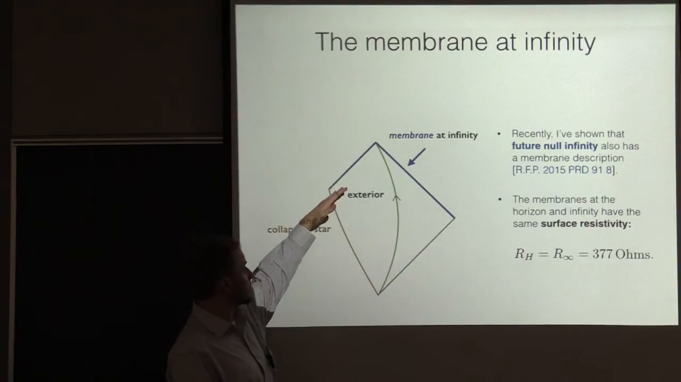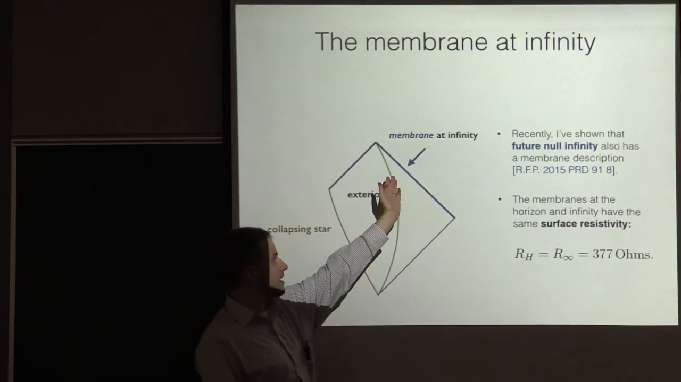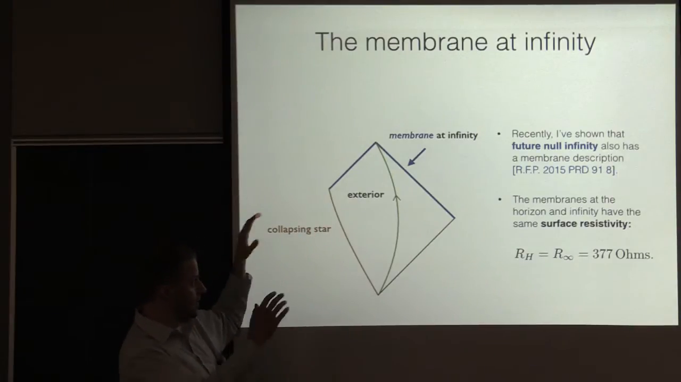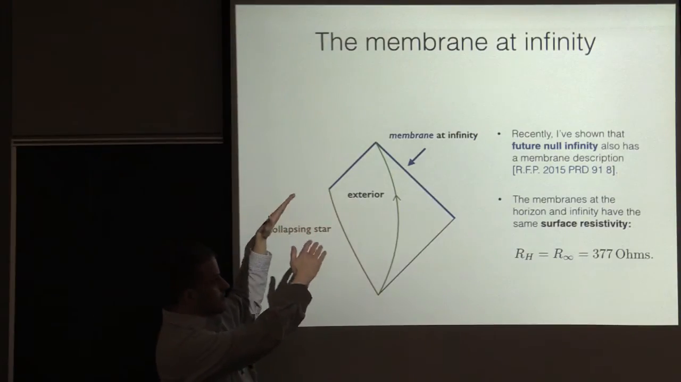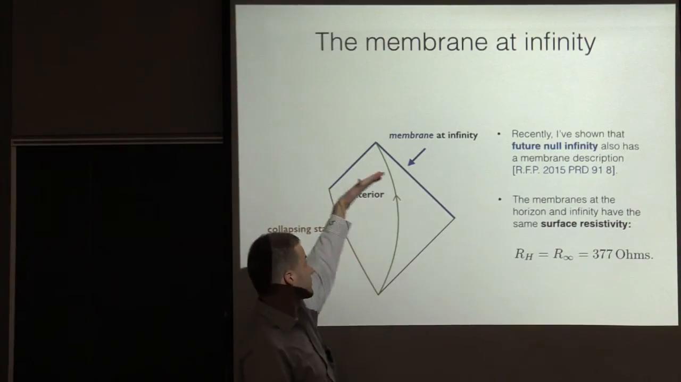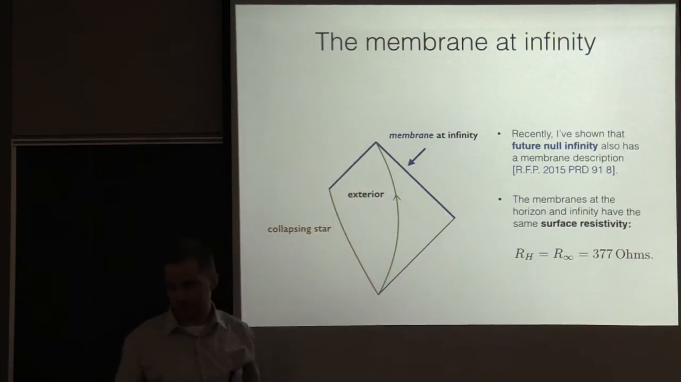Yep. And the fact that there is a membrane paradigm at infinity isn't too surprising if you stare at the Penrose diagram long enough, because it has sort of the same causal structure as the horizon. And ultimately, all these magic properties have to do with the causal properties of null surfaces.